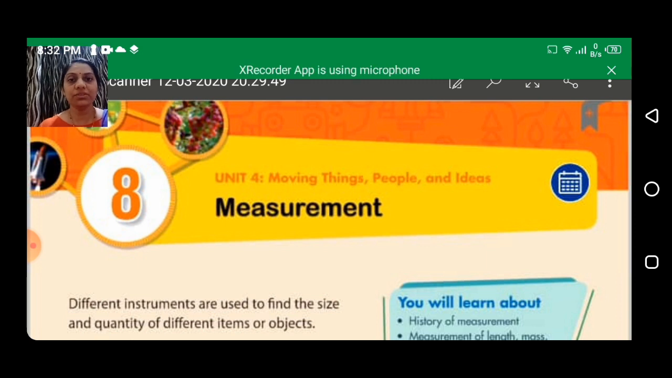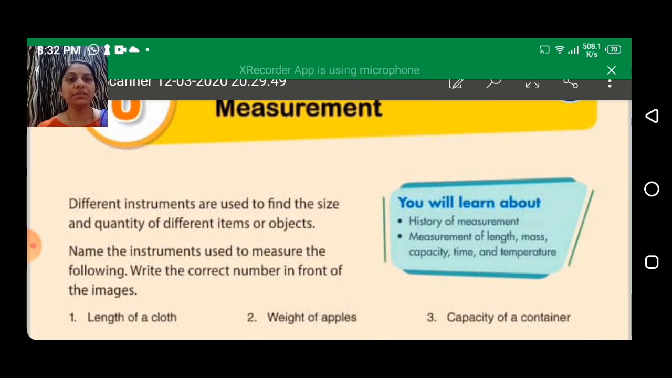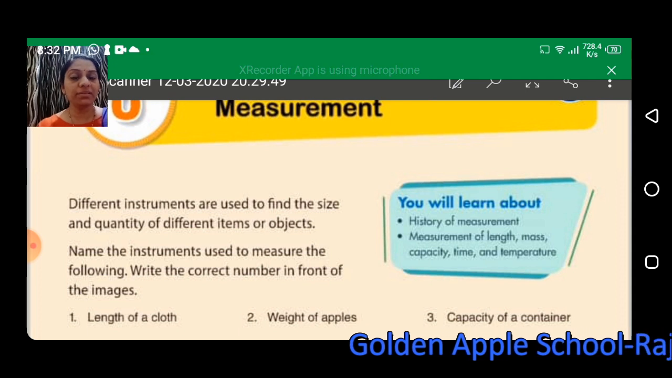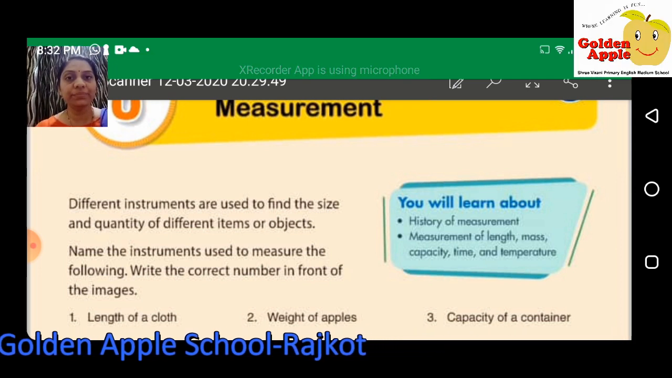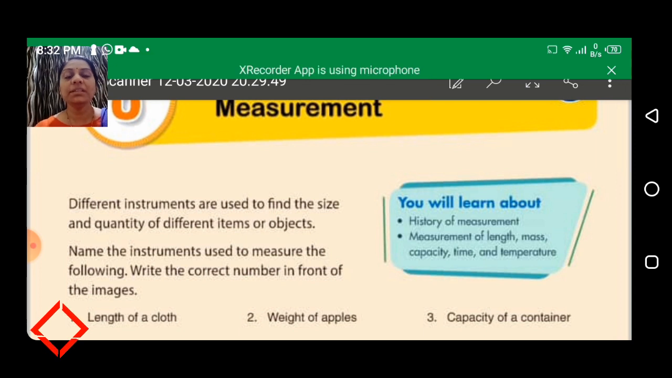Today we are going to learn chapter 8, Measurement. Different instruments are used to find the size and quantity of different items or objects. Whenever we are going to buy anything, like milk, there is a different measurement to measure the quantity of milk. If you want to buy sugar, there is a perfect measurement unit to measure this kind of thing. And if you want to measure clothes, a different measurement unit is there. So here you have to learn about different types of measurement units.